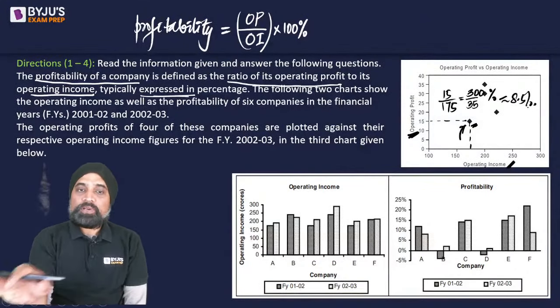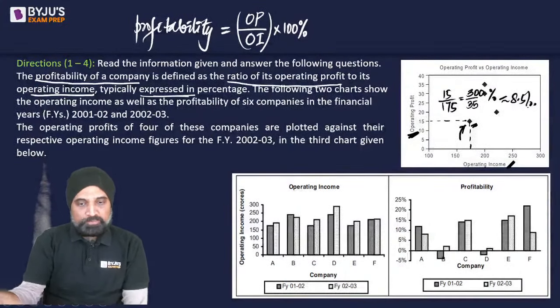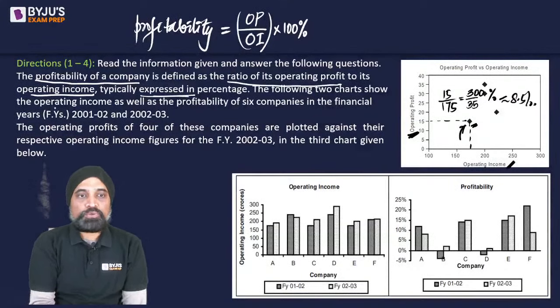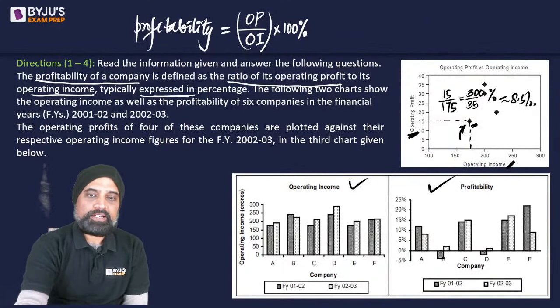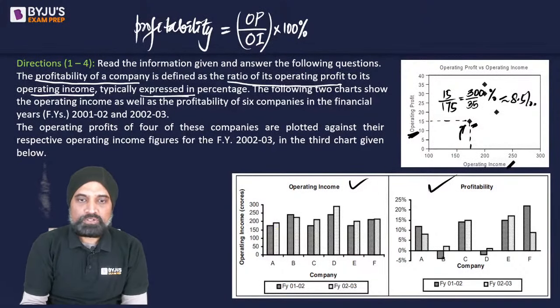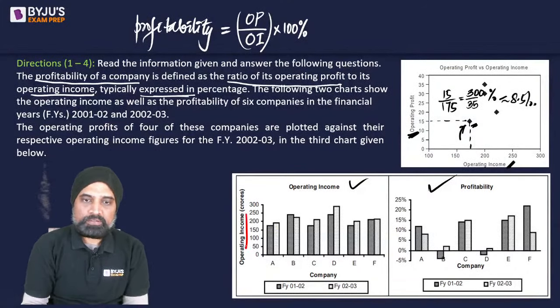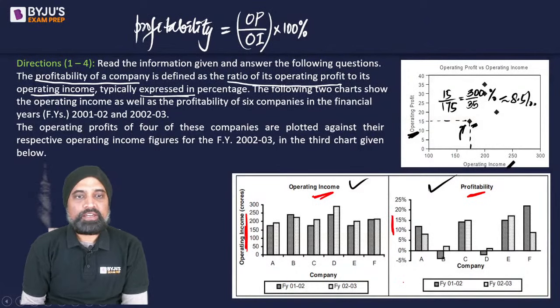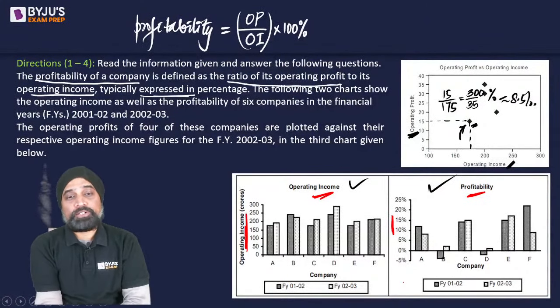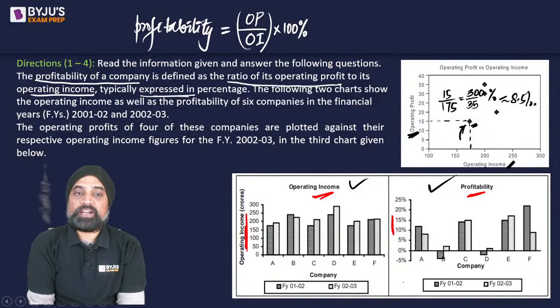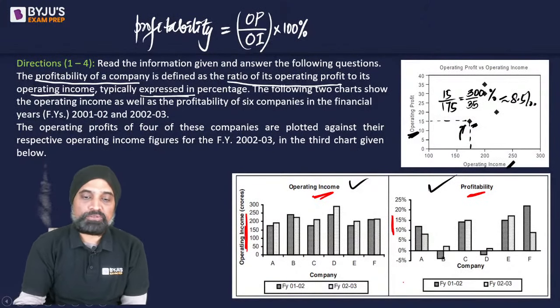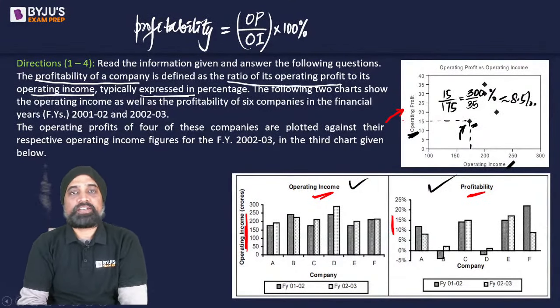Okay, so once we understand the meaning of that profitability, then we can move ahead and read further. The following two charts, so these are the two charts they are talking about, right? The following two charts show the operating income, so this is where the operating income is, as well as the profitability of the 6 companies. So this is the operating income, this is the profitability, for the 2 fiscal years, 2001-2002 and 2002-2003. The operating profits of these 4 companies are plotted against their respective operating income figures in the third chart given below. So this is the chart they are talking about, the relation between OP and OI.